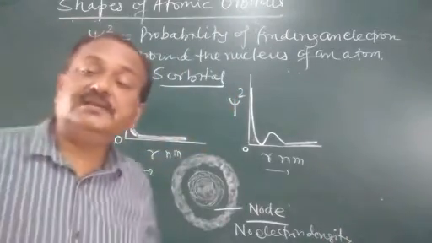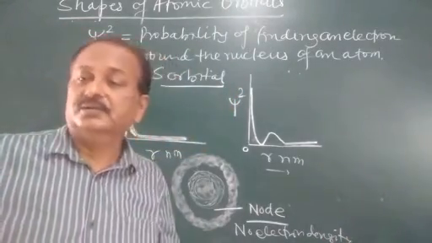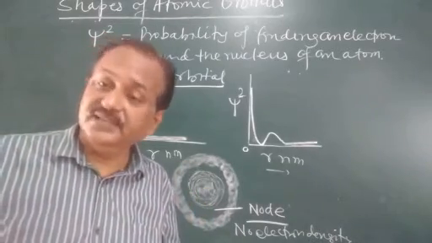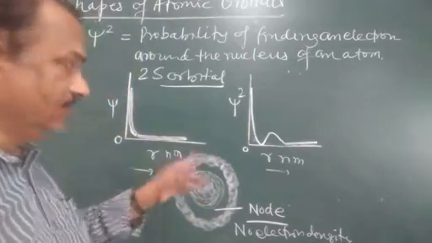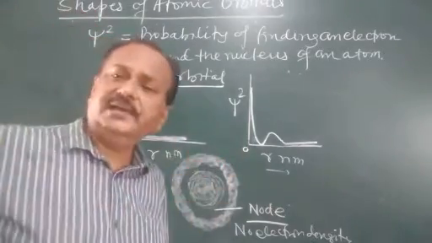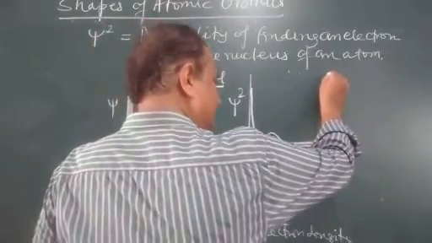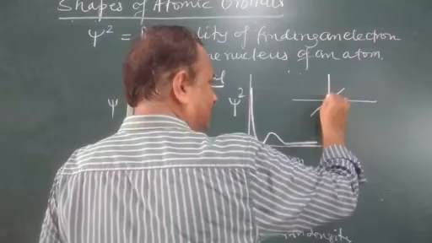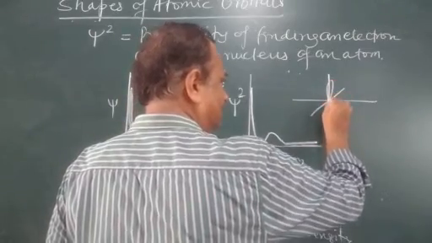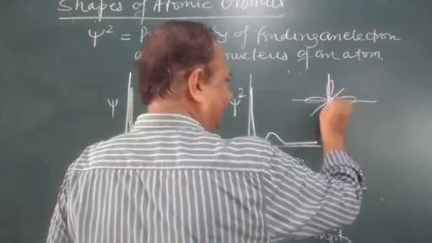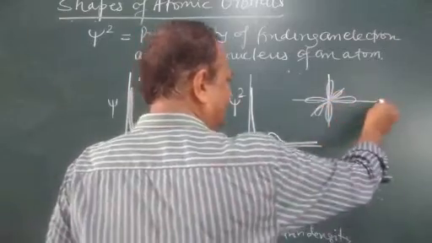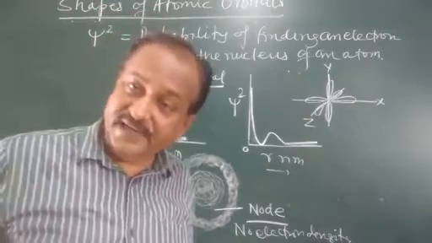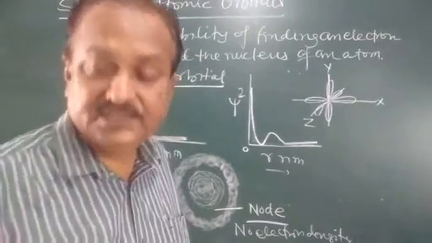Similarly, we can draw for the p orbitals, the d orbitals, and the f orbitals. So this is about the 1s and 2s. Coming to p, p orbitals have three axes, and we draw like this. Let this be x, this be y, and this be z. Px, py, and pz. So this is about this.